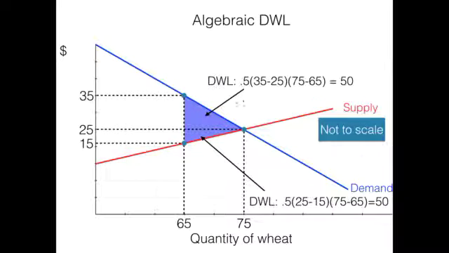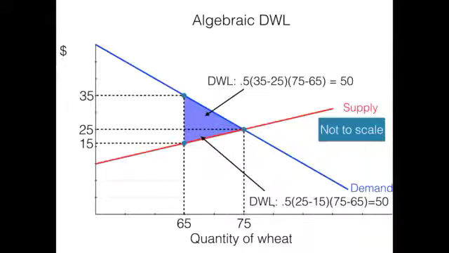So we can place those in, so we know that at a quantity demanded of 65, the price is equal to 35, and at a quantity supplied of 65, the price is equal to 15. We can use that information to calculate each individual deadweight loss. So these are triangles, so it's 1/2 base times the height. So we have 1/2 times 35 minus 25, so that's the distance here, multiplied by 75 minus 65. That's the distance from here to there, and that gives us 50.